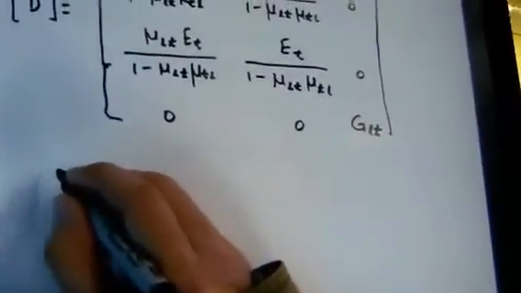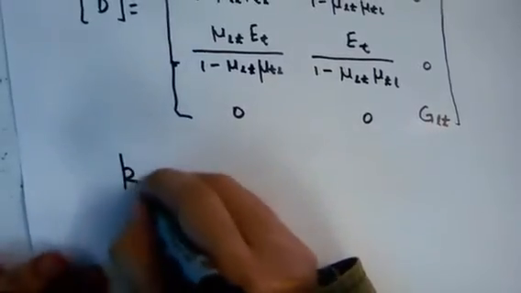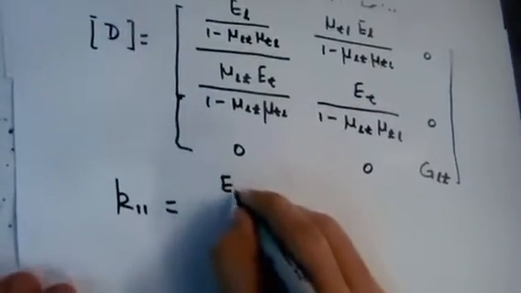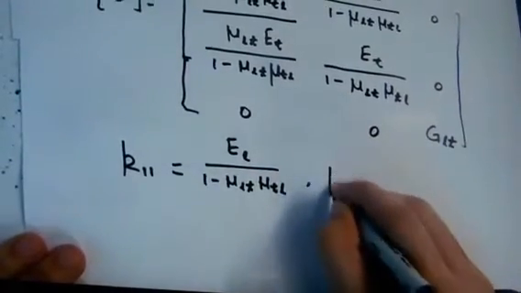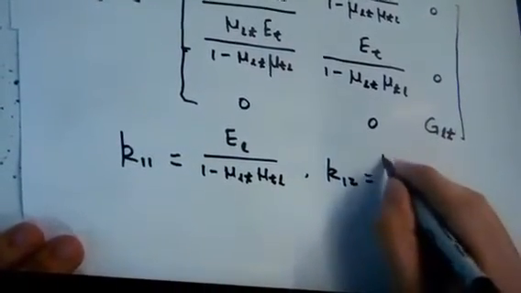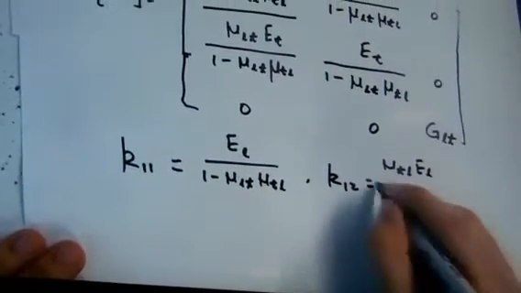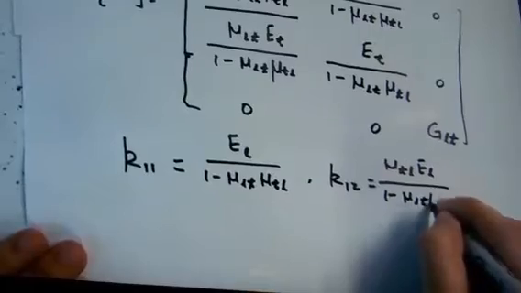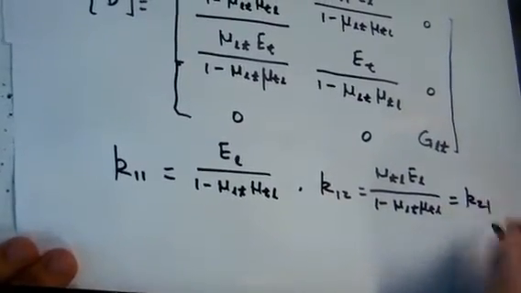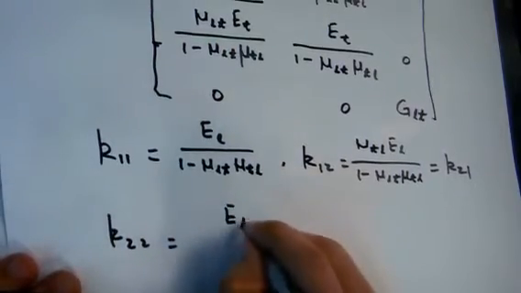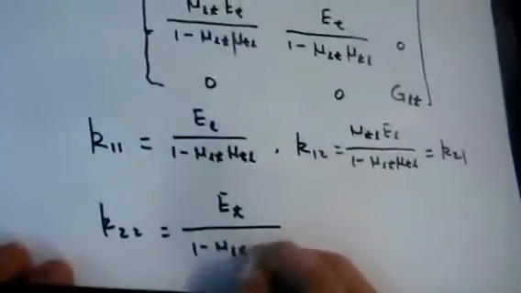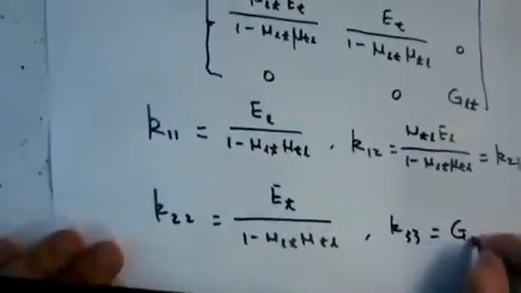And in the textbook, they define K11 as the first term, EL over 1 minus mu LT mu TL. And K12 equals the second term, mu TL EL over 1 minus mu LT mu TL, equals K12. And K22 equals ET over 1 minus mu LT mu TL. And K33 equals GLT.